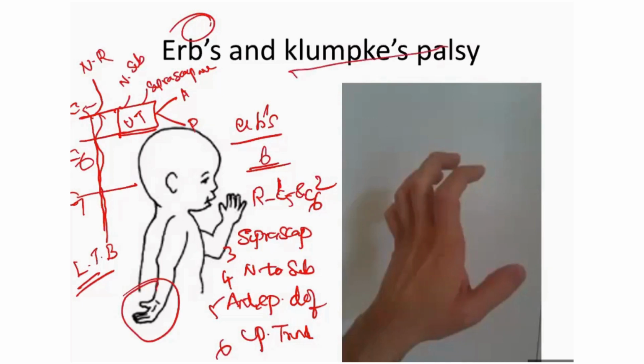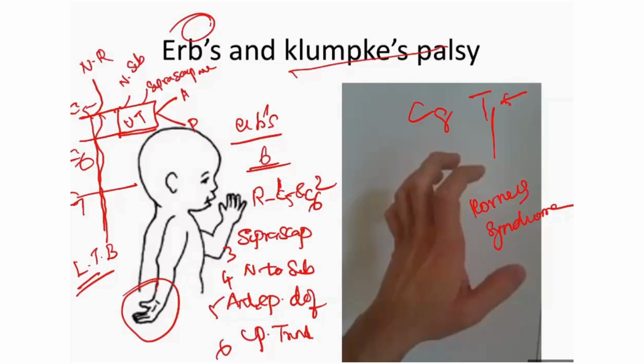Klumpke's paralysis, where you get flexion of fingers. Here the fibers involved are C8 and T1 of brachial plexus. If T1 is involved, what would be the additional feature? It is Horner's syndrome. Apart from this there is claw hand. C8 gives claw hand, am I right? Additionally, due to the involvement of T1, there is Horner's syndrome. So this is the feature of paralysis, and you should know which nerve is involved in Erb's paralysis and which nerve is involved in Klumpke's paralysis.